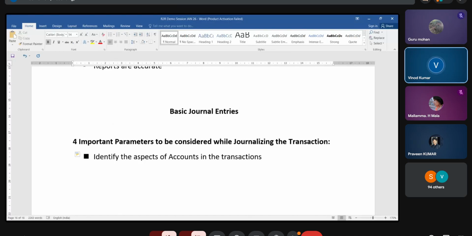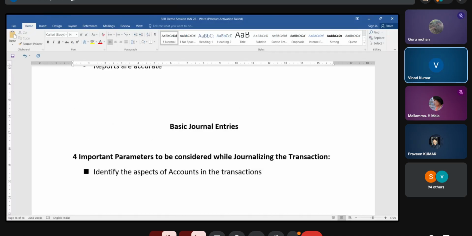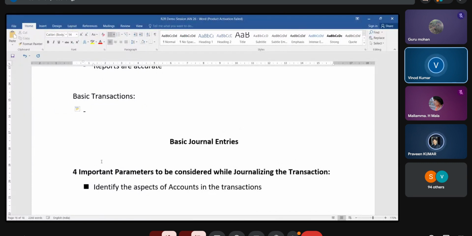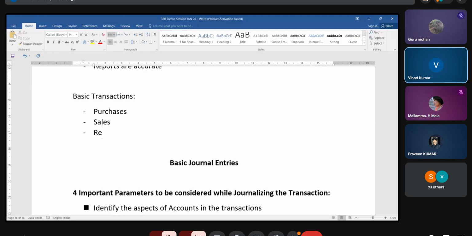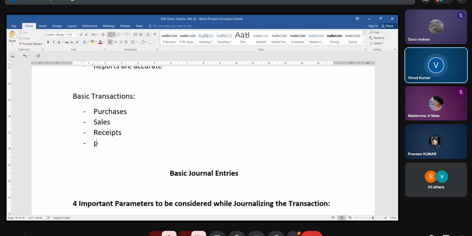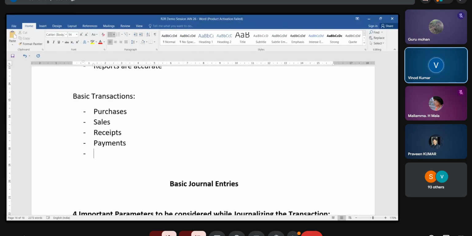So before that, what are the basic transactions which will happen on a day-to-day basis? That is purchases, sales, receipts, payments, guys. Okay, so these are the basic transactions.